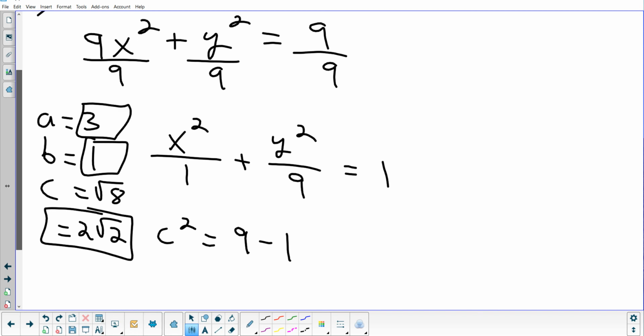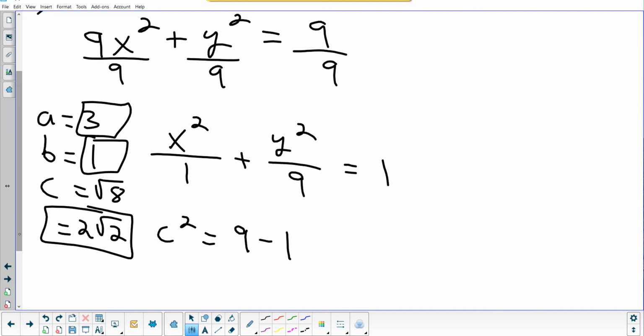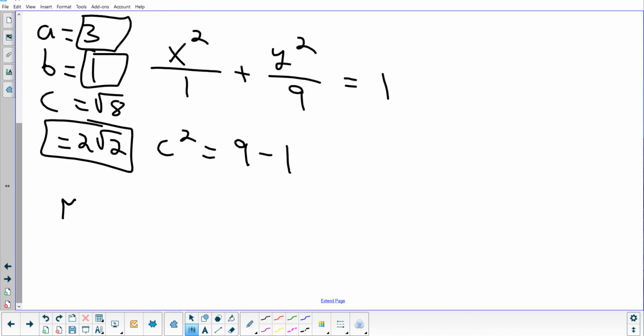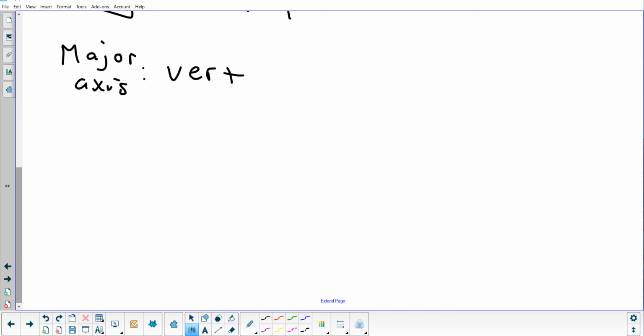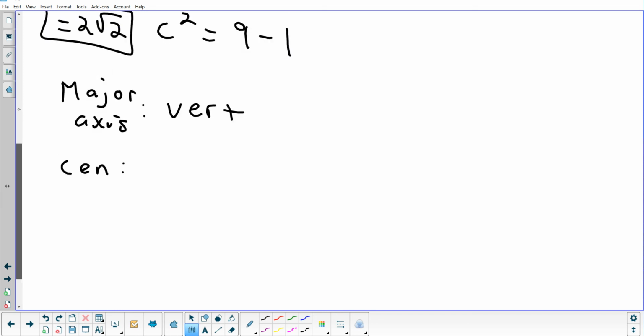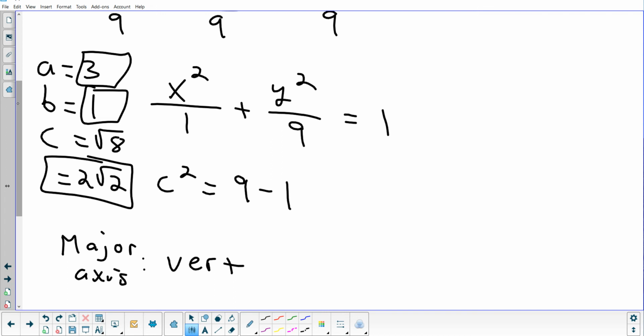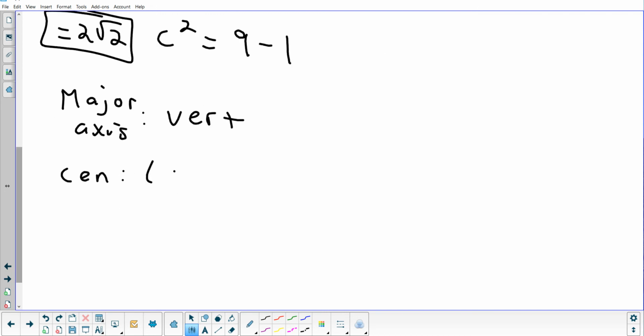So at this point, you've done really the hard stuff to figure out what you needed to. Now just describe the 4 things. Start with the major axis. What's the direction of the major axis? Vertical. Why? Because the larger number's under Y. Yep. Okay, where is my center? 0, 0. Yep, nothing fancy in the numerators, just an X, just a Y. The center is 0, 0.